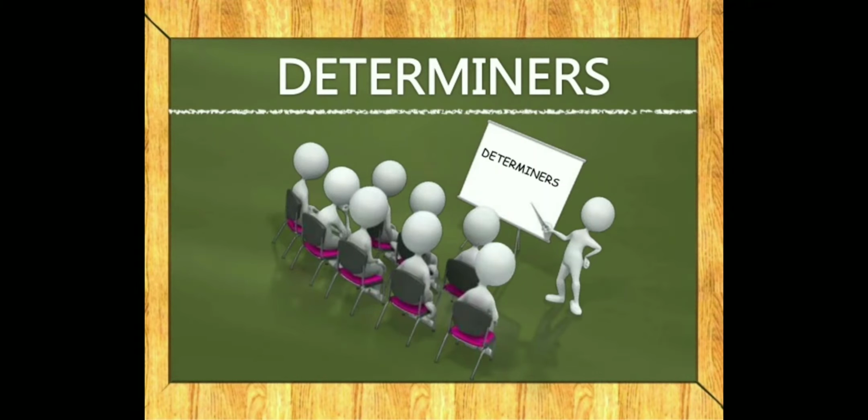Well, today we will talk about another important topic of English grammar, which is determiners. But before we discuss determiners, let's discuss the different parts of speech that you have already studied in your previous classes. So the different parts of speech are nouns, pronouns, verbs, adjectives, adverbs, prepositions, conjunctions, interjections and determiners. And today we will talk about determiners only.